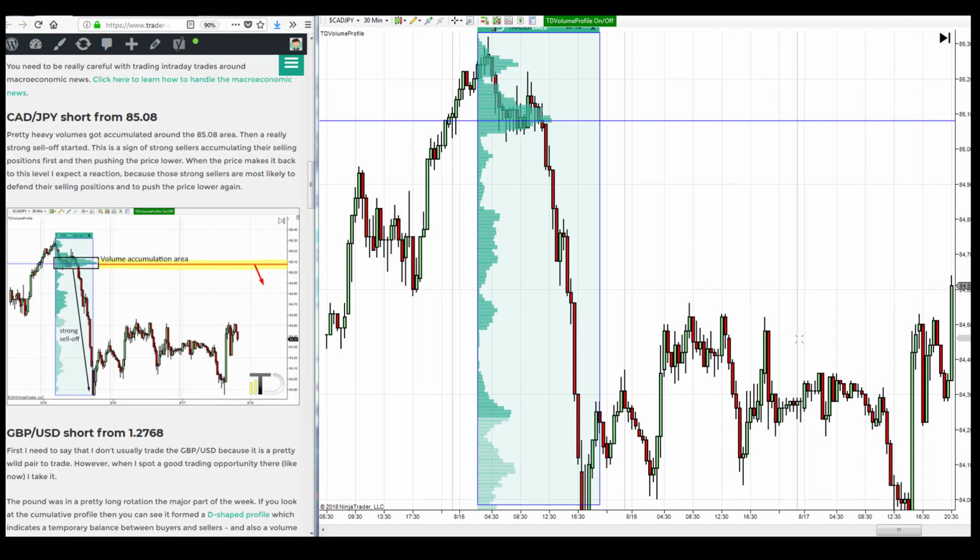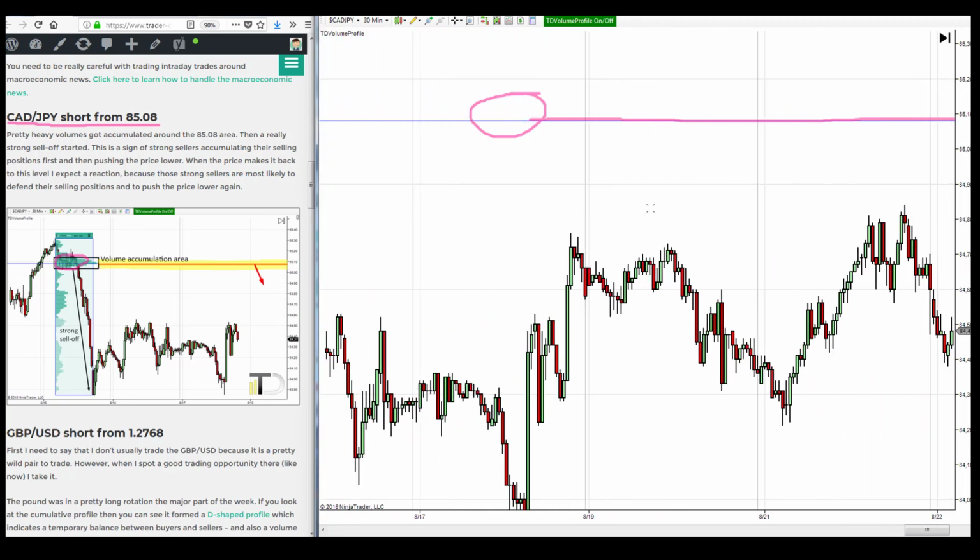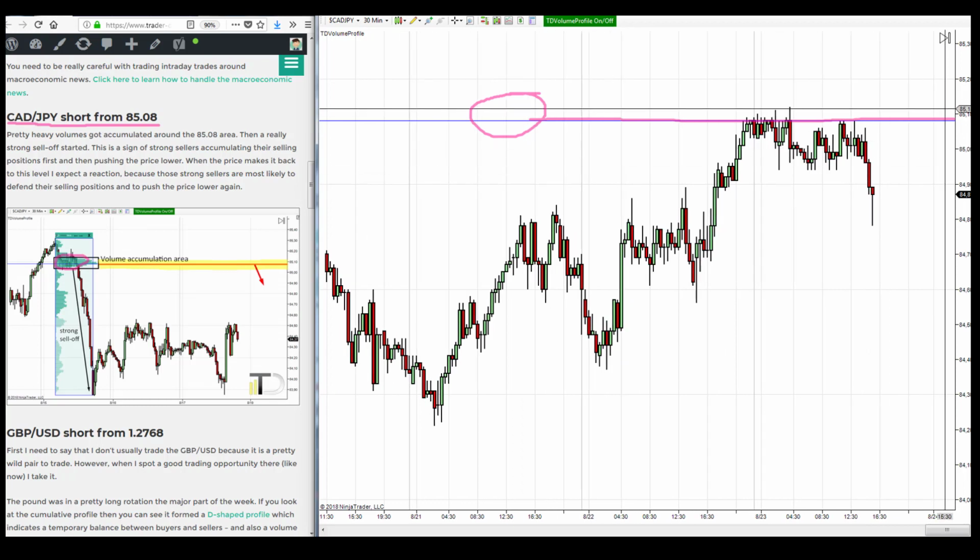Another intraday trade was on the Canadian dollar Japanese yen. This is the prediction, short from 85.08. This is the volume cluster. The trade was based on, this was the short level. So let's now have a look at how it went. This one was easy. There was very nice reaction recently. Actually, it was just today when the price reacted to this level. So there was another intraday profit from this trade.